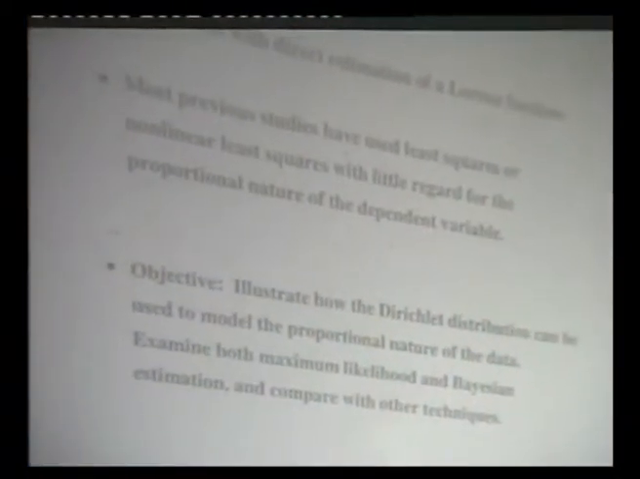Now the Dirichlet distribution, we've just seen that, it's like a multivariate beta distribution, does have random variables that must lie between 0 and 1 and sum to 1. So that's what it's designed for, and what this paper or this talk is meant to do is to suggest how you could use the Dirichlet distribution to estimate a Lorenz curve.